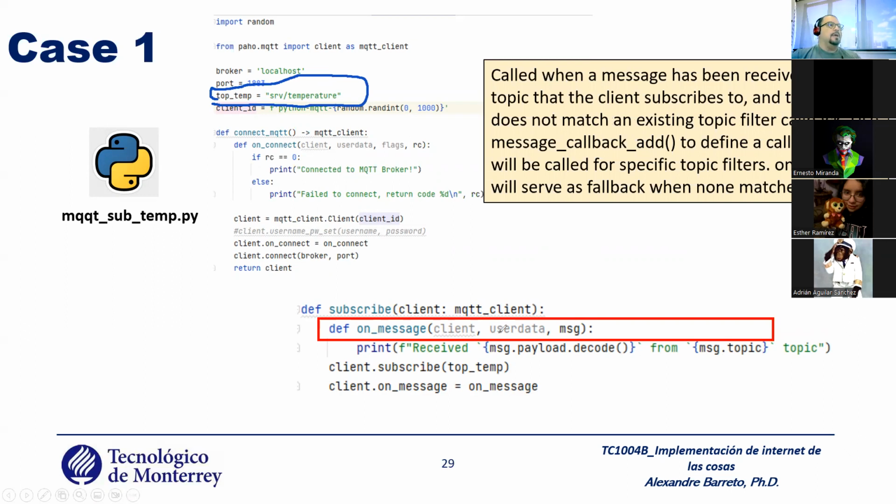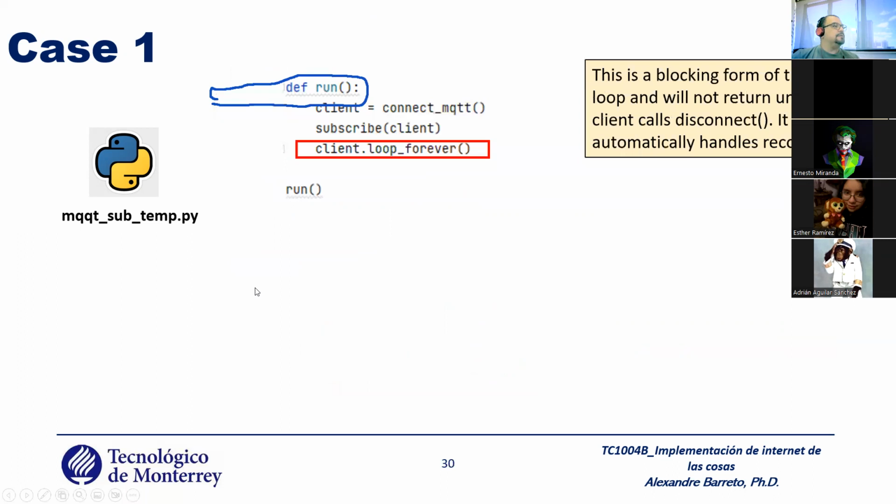And an important method is the definition of on_message. You call this method when you receive a message from the broker. Okay. Again, it's exactly the same example as the other.